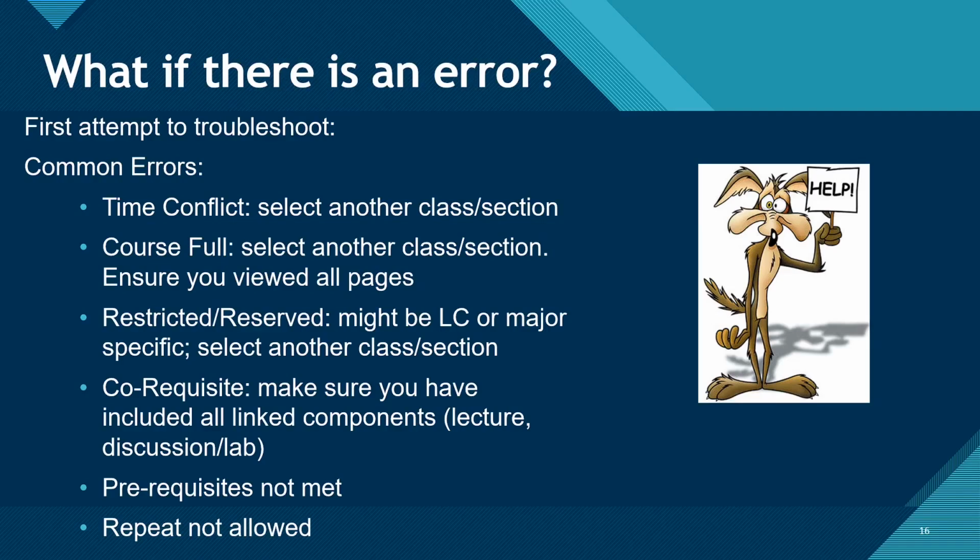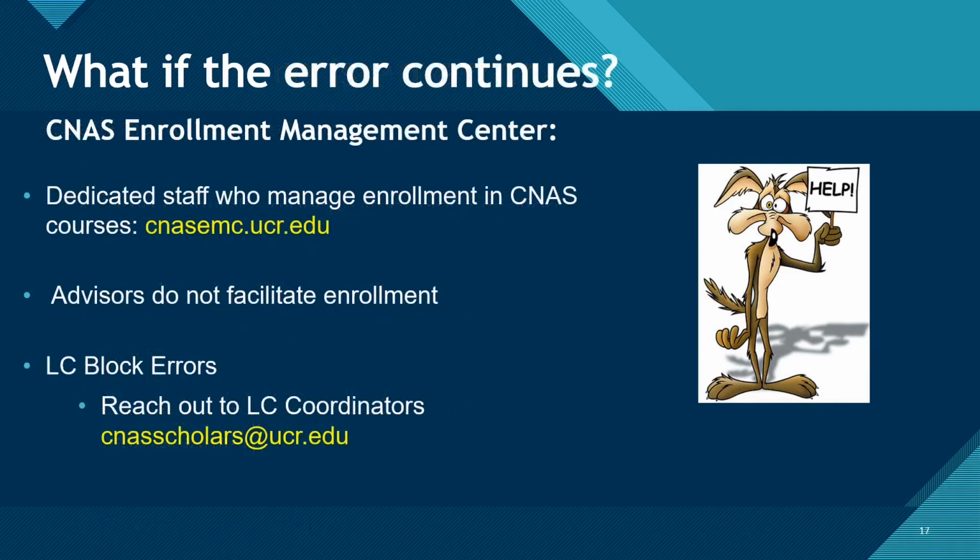If you are still unable to add the class or resolve your registration issue on your own after trying these troubleshooting methods, you should then contact our CNAS support services for further assistance. For enrollment issues outside of Learning Community courses, you should reach out to the Enrollment Management Center by visiting their website at cnasemc.ucr.edu. These dedicated staff specialize in managing enrollment in CNAS courses and will be able to help you resolve or address any issues.